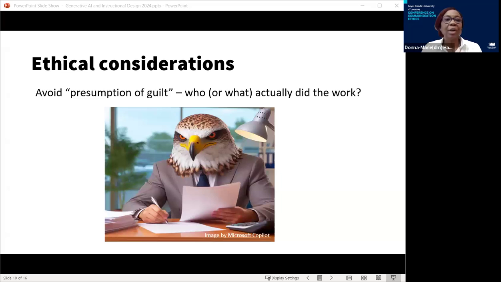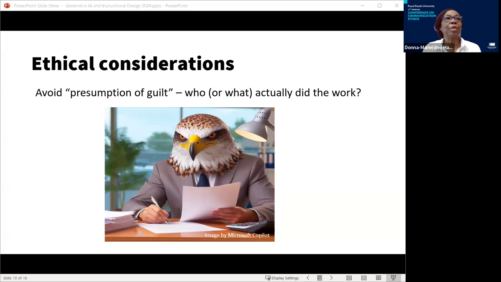and so no presumption of guilt. I know that's hard to do, but being very careful about unfounded accusations after an assignment has been submitted, or prejudging and putting in frameworks that might become burdensome and onerous for both students and the instructors.